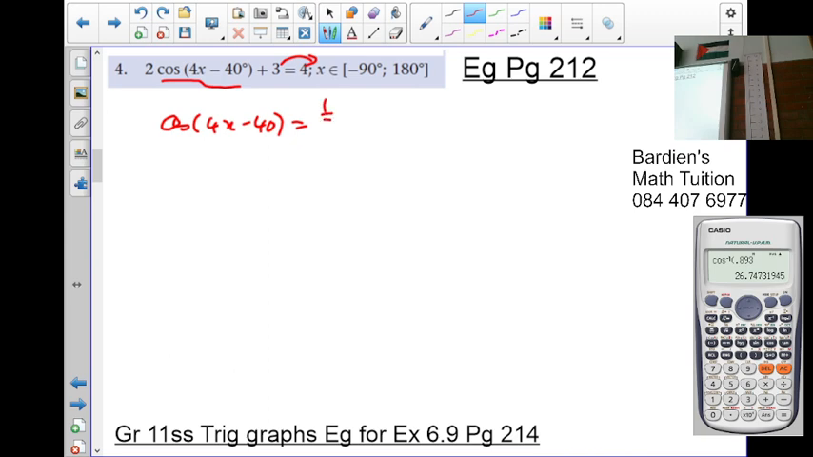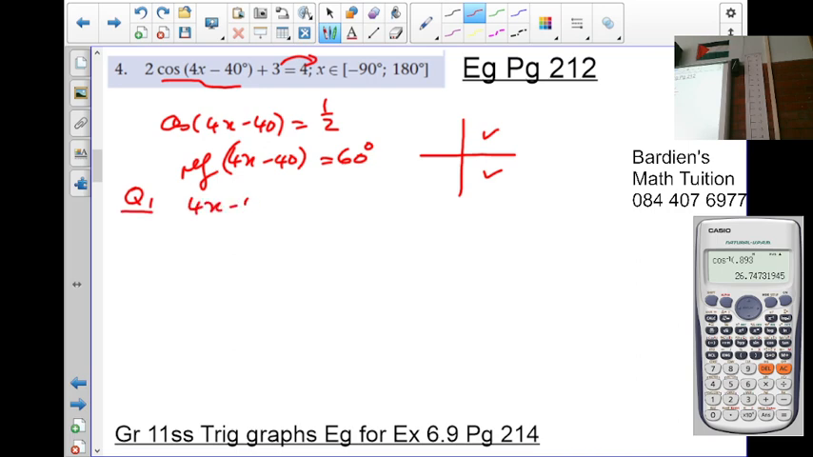1 divided by 2 is a half. Cos of what is half? Cos of 60. So my reference angle of 4x minus 40 is equal to 60 degrees. Okay. Now I ask myself, which quadrant is cos positive? 1 and 4. So let's go with quadrant 1. It's going to be 4x minus 40 equals 60 plus k times 360.